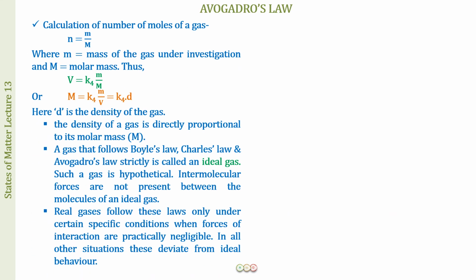Now, when you're going to do the calculations related to Avogadro's law, please remember that the number of moles of a gas is equal to m by capital M, where m is the mass of the gas under investigation and capital M is the molar mass. This is something you have already been doing from the start of your class 11th, if not earlier.